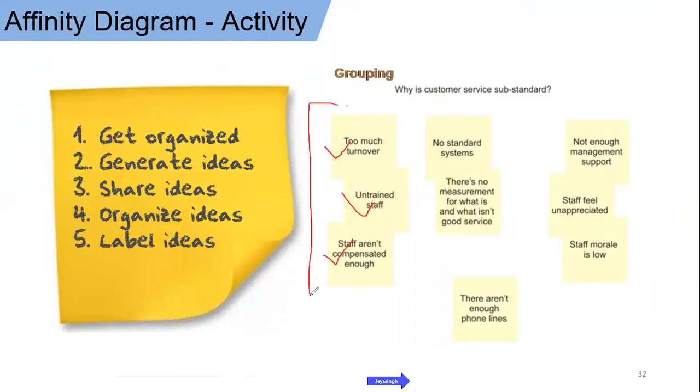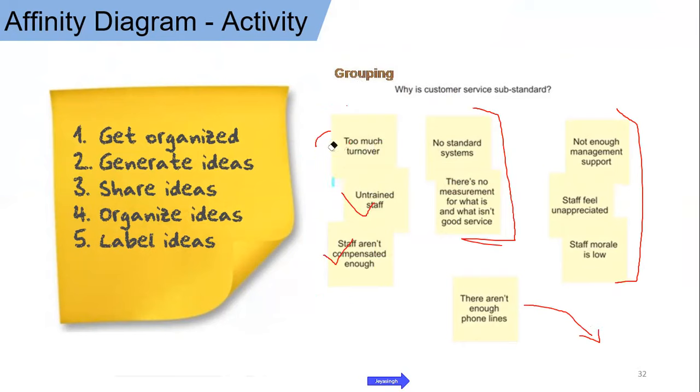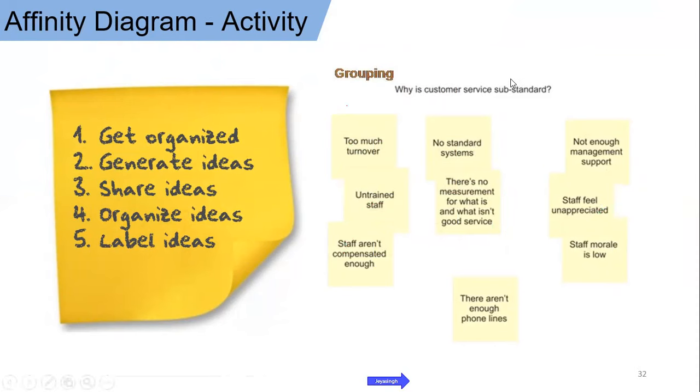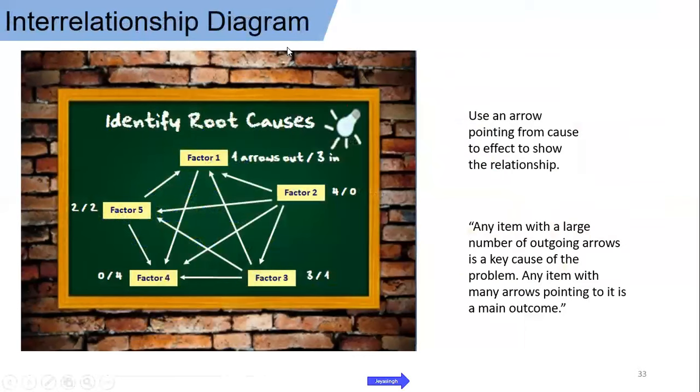So all of these are to do with people. Or maybe it's about standardization and processes and metrics. Maybe it's about management issues, right? And management staff issues. Or maybe it's just infrastructure. Maybe it's just a phone lines issue. So it could be a variety of things that could be driving this. And when you get all the stakeholders on the table, you start to realize that everyone's got a different perspective on what's actually the reason for bad customer care in our company. So that's an affinity diagram.